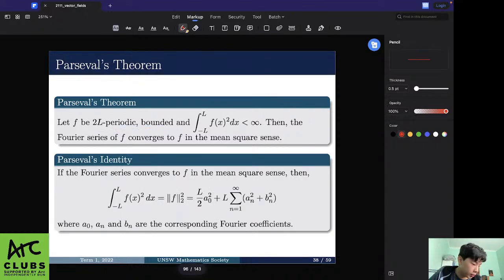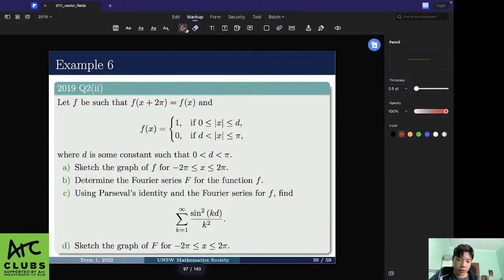Now we can use it in Parseval's theorem. Essentially, if the Fourier series converges in the mean square sense, we can use this formula, which is just the integral of f squared from -L to L is equal to a0 squared times L on 2 plus L times the infinite series of a_n squared plus b_n squared. So let's just quickly use it.